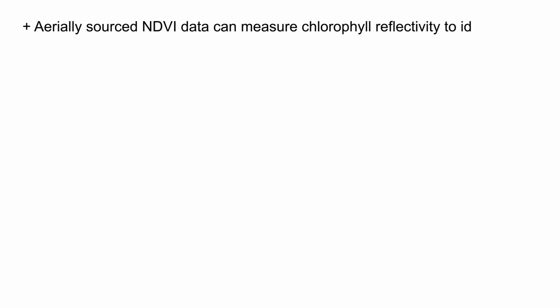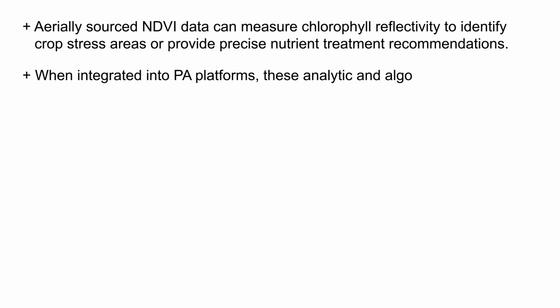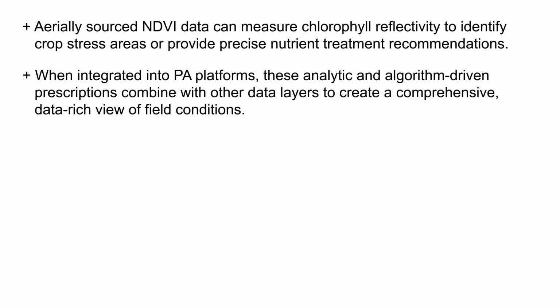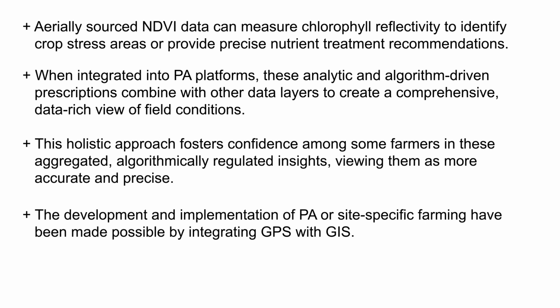For instance, aerially sourced NDVI data can measure chlorophyll reflectivity to identify crop stress areas or provide precise nutrient treatment recommendations. When integrated into PA platforms, these analytic and algorithm-driven prescriptions combine with other data layers to create a comprehensive, data-rich view of field conditions. This holistic approach fosters confidence among some farmers in these aggregated, algorithmically regulated insights, viewing them as more accurate and precise. The development and implementation of PA, or site-specific farming, have been made possible by integrating GPS with GIS. These technologies enable the seamless coupling of real-time data collection with precise location information, facilitating the efficient analysis and management of extensive geospatial data.